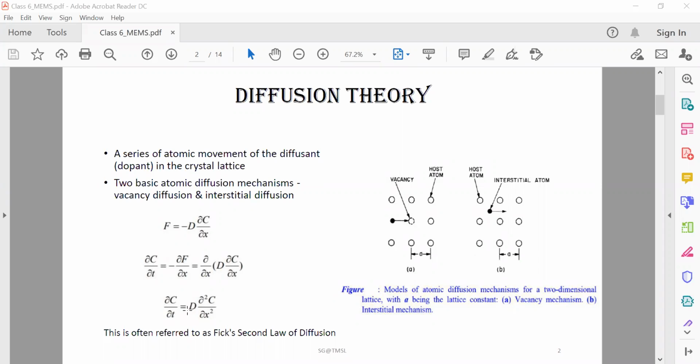This is Fick's second law of diffusion. It is a partial differential equation for the number of atoms n as a function of x and t. Now to find a particular solution we will need to specify certain initial conditions, and we can find it in this way. Clear up to this much? Yes, sir.